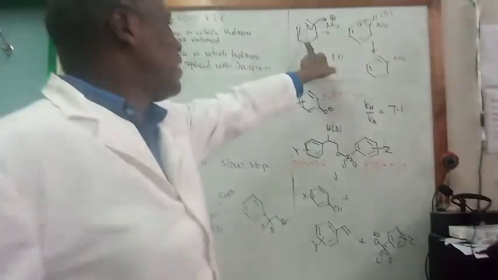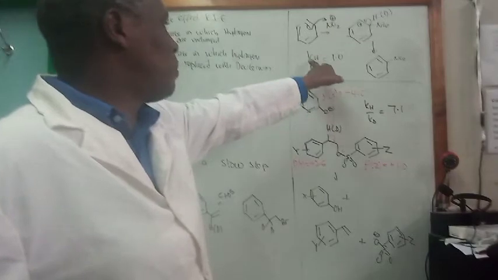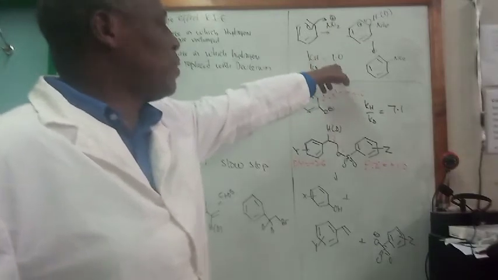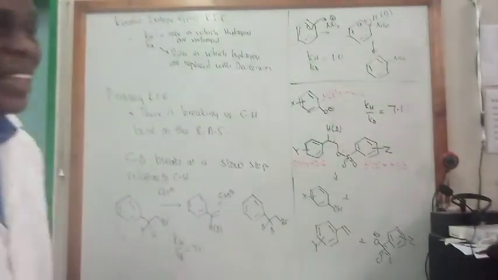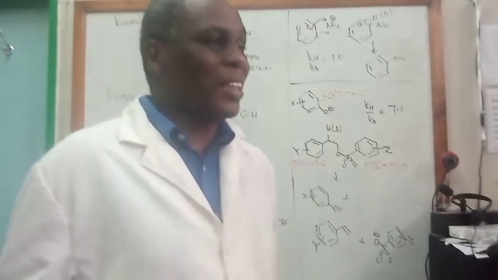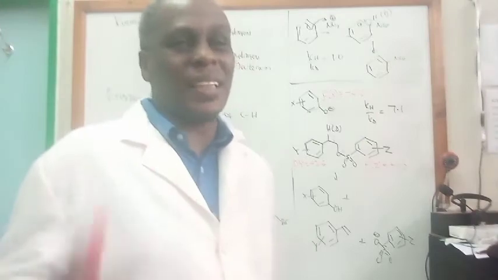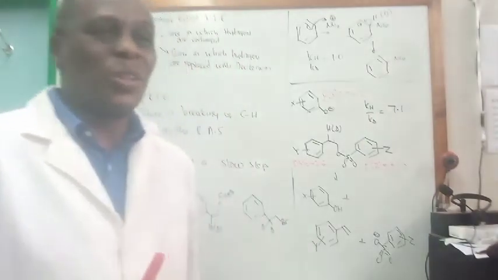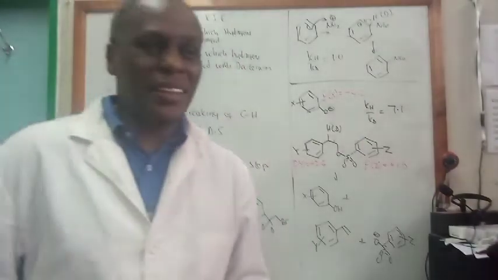So in this case, the ratio of the rate between the hydrogen and the deuterium is 1.0. So it's telling you that there is no breakage of the carbon hydrogen bond in the rate determining step. That tells you to be able to get your mechanism correctly.